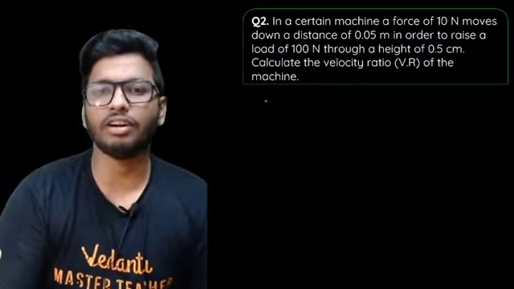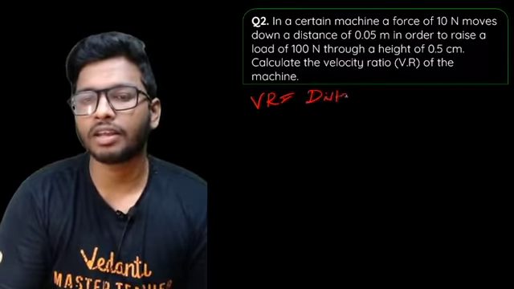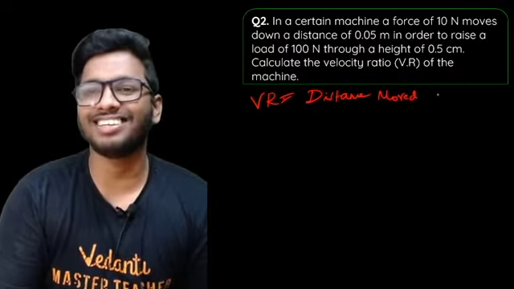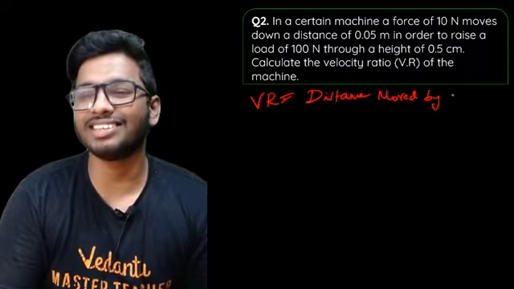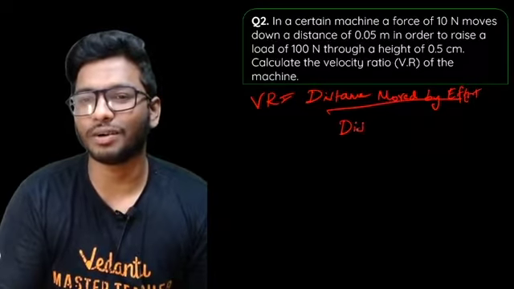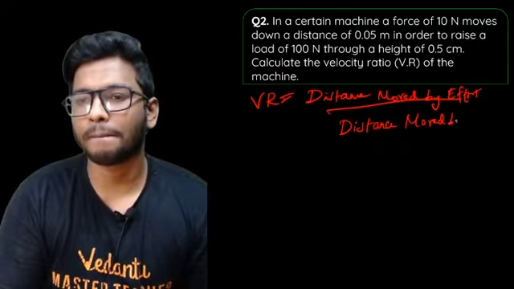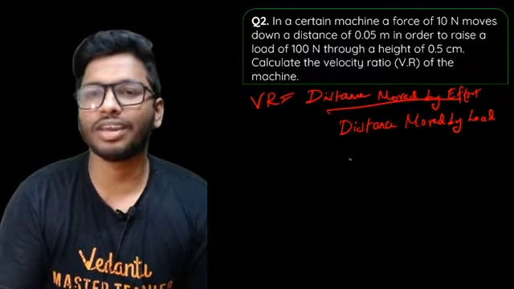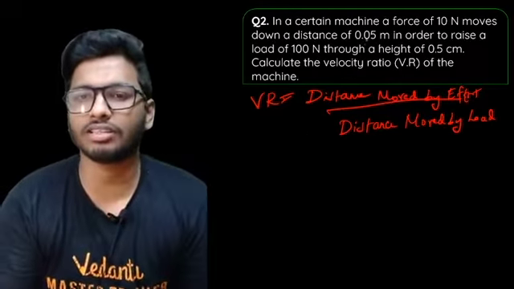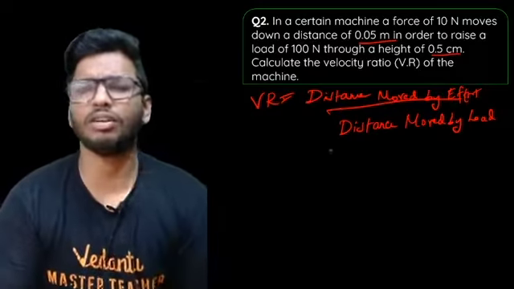First of all, write down the formula. Velocity ratio is the distance moved by the effort divided by the distance moved by the load. My handwriting is a little clumsy, guys. Please try to understand it. Here in this case, both distances are given, that is 0.05 meters and 0.5 centimeters. So first of all, change the units, make sure that all the units are the same.